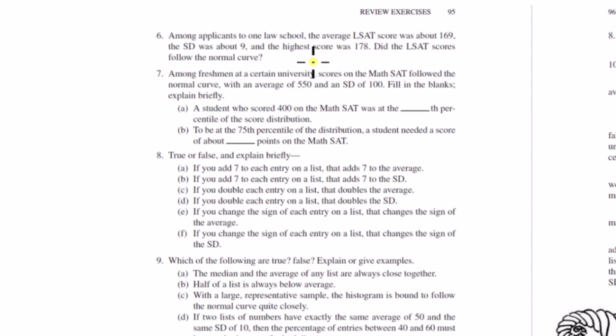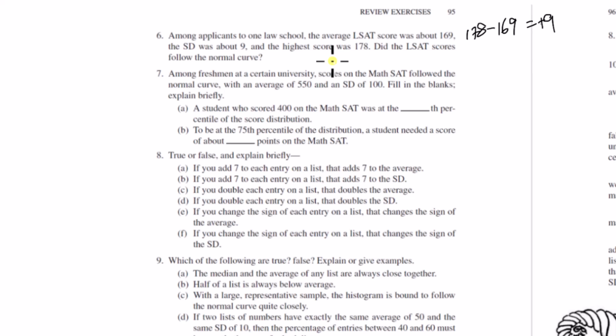The average was 169, standard deviation was 9. The highest score was 178. So what's 178 minus 169? That's 9 plus 9. That's 1 standard deviation away from the average. Well, okay, I wasn't expecting that. I thought 178 was going to be like 5 standard deviations away, let's say, from the average, or 4 or 3.